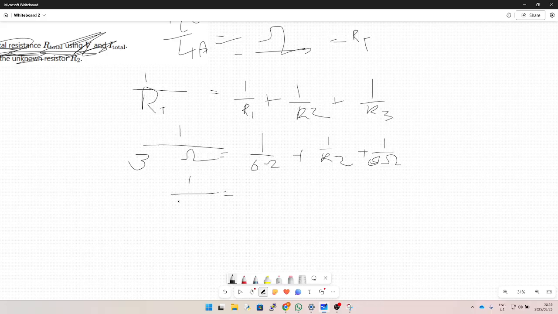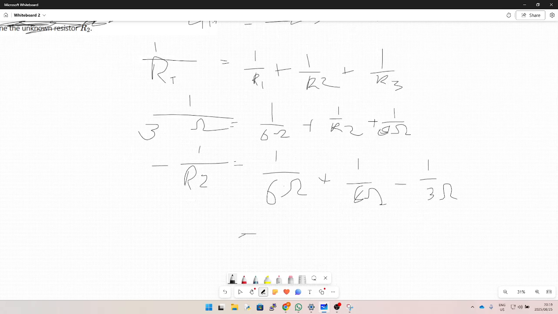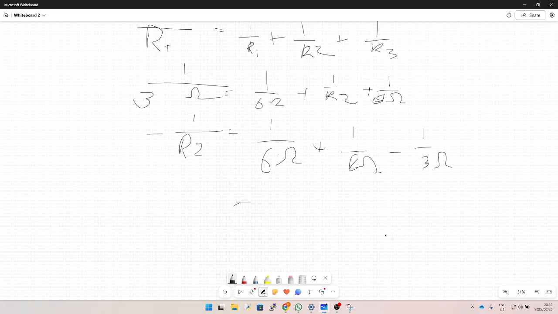We want to solve for R2. Now, if we bring this over, obviously with your algebra skills, this would be negative because we brought it over. So this 1 over 6 ohms plus 1 over 8 ohms minus 1 over 3 ohms. What you're going to do is start cancelling out, get it to a common denominator.